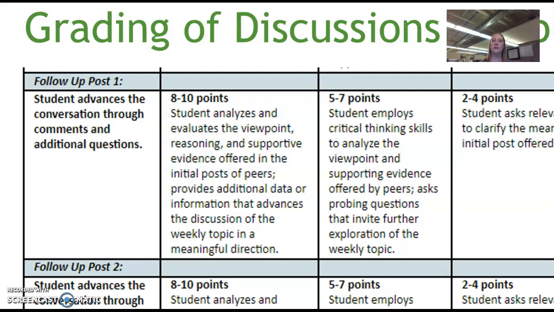Student analyzes and evaluates the viewpoint, reasoning, and supportive evidence offered in the initial post of peers, and provides additional data or information that advances the discussion of the weekly topic in a meaningful direction. So that's the exemplary full credit. You want to make sure usually really good replies are 3 or 4 sentences.